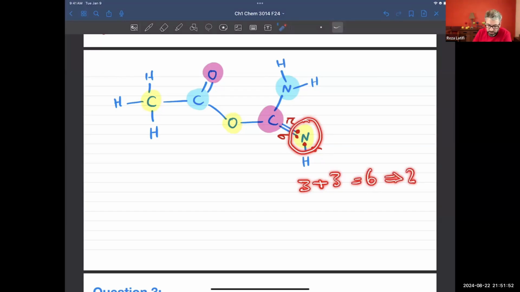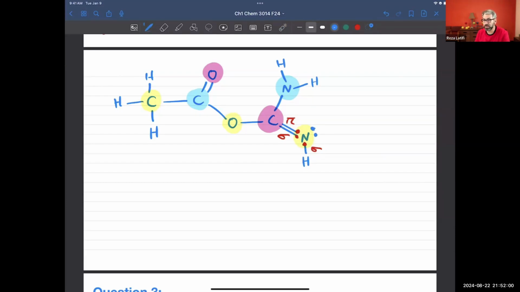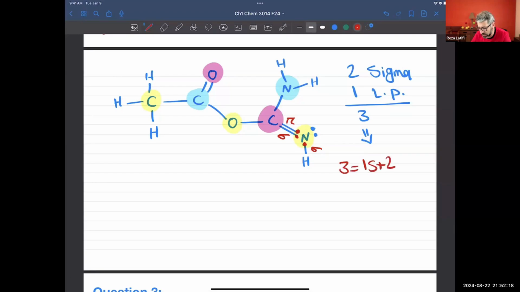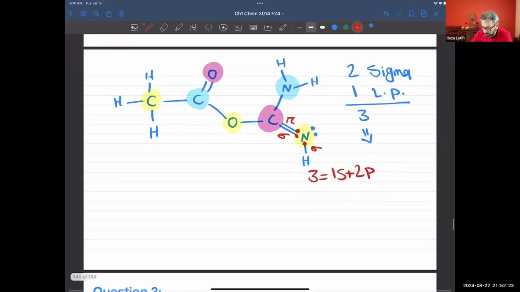So what do I need to do? I'm going to show a lone pair on nitrogen. So our nitrogen has a lone pair. So we're going to say this: we have 2 sigma and 1 lone pair. Sigma plus lone pair, we got 3. So what's going to be the hybridization? It will be 1 from s, 2 from p. So that's going to give you sp2.